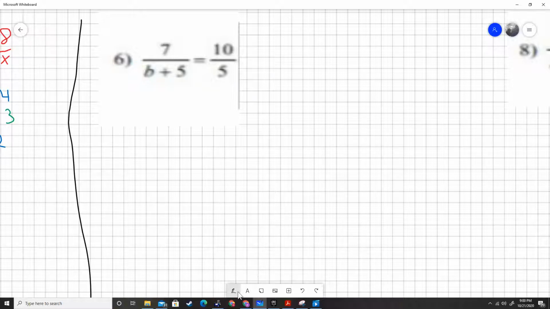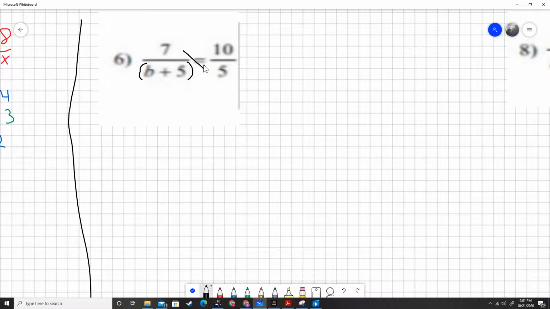When we do this, we're still going to use the same method that we did before, but what you need to remember is that everything down here in the bottom part of the fraction is the denominator. So it's not just 5 or just b. Everything down there is part of the denominator. So let's get this math done.